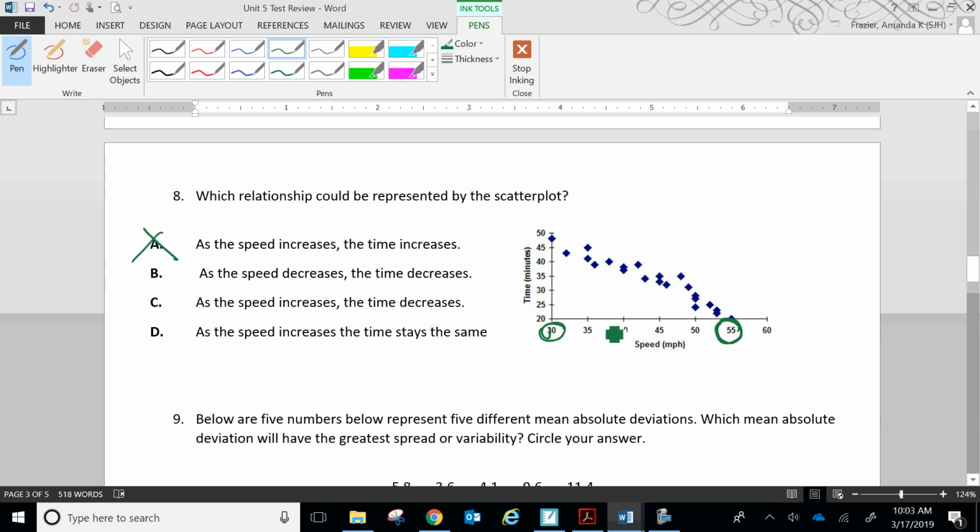As the speed decreases, the time decreases. Well, it doesn't appear to be that my speed is decreasing. If I look from left to right, my speed appears to be increasing, so that's not correct. As the speed increases, the time decreases. This appears to be our best option because my line is decreasing, indicating that my time is decreasing, but my speed is increasing from left to right.